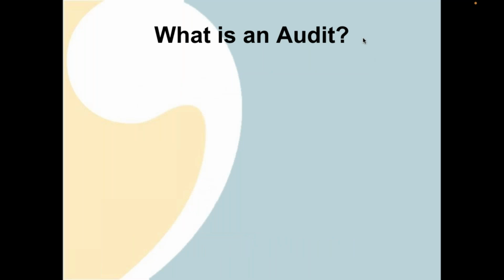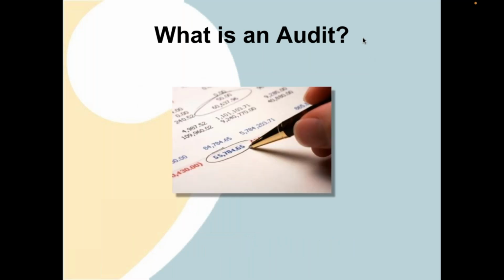So what is an audit? An audit is an independent comparison of your club records to your financial institution records. It's conducted by club members other than the treasurer. Any discrepancies are noted, and then at the end of the audit, discussed with the treasurer to make any necessary corrections.